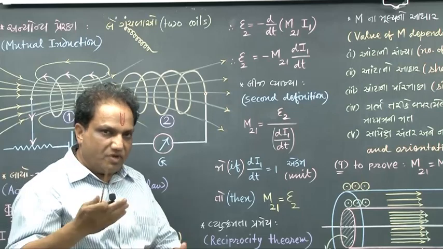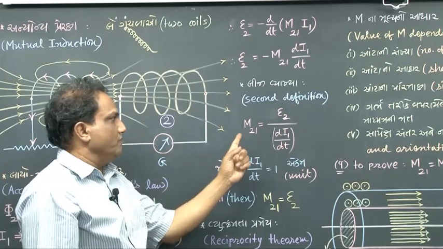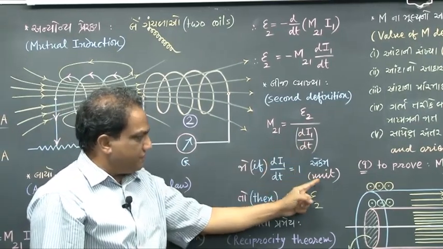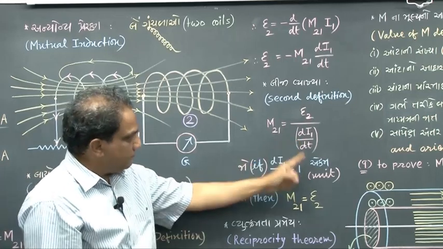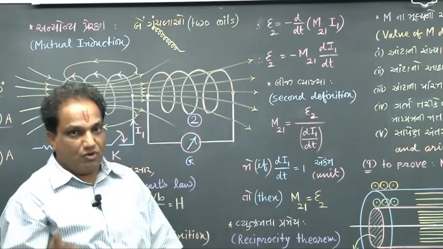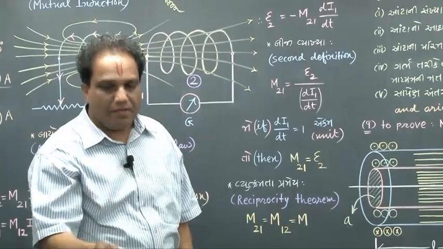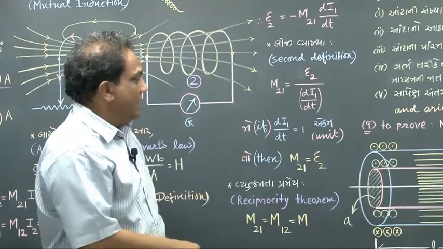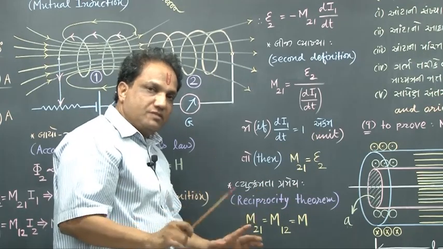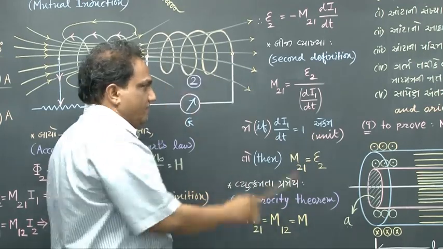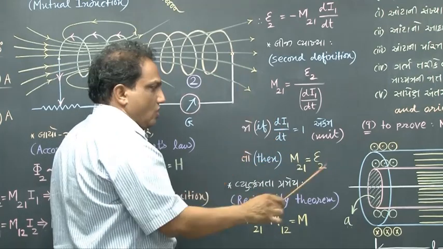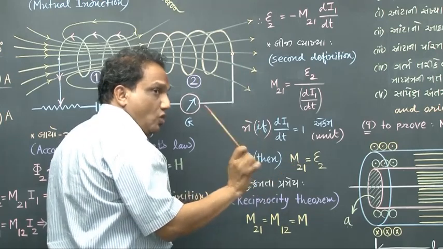Now again we would like to give a definition. Let us see now the second definition of mutual inductance. If di1 upon dt is 1 unit, then what will happen? If this is 1, then M21 will be equal to E2. How would you define now? Out of two coils placed near to each other, the induced EMF developed in second coil because of time rate of change of current passing through first coil equal to 1 unit is called mutual inductance of those two coils.